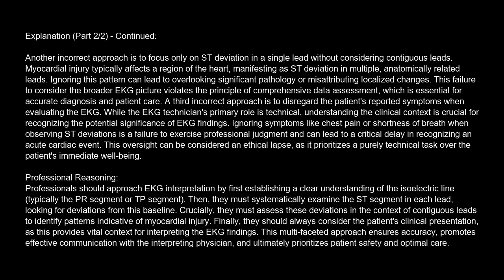Professional reasoning. Professionals should approach EKG interpretation by first establishing a clear understanding of the isoelectric line, typically the PR segment or TP segment. Then, they must systematically examine the ST segment in each lead, looking for deviations from this baseline. Crucially, they must assess these deviations in the context of contiguous leads to identify patterns indicative of myocardial injury. Finally, they should always consider the patient's clinical presentation, as this provides vital context for interpreting the EKG findings. This multifaceted approach ensures accuracy, promotes effective communication with the interpreting physician, and ultimately prioritizes patient safety and optimal care.